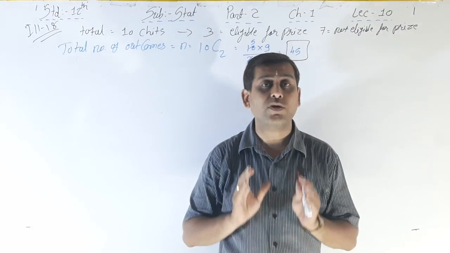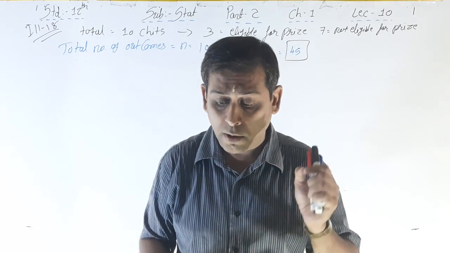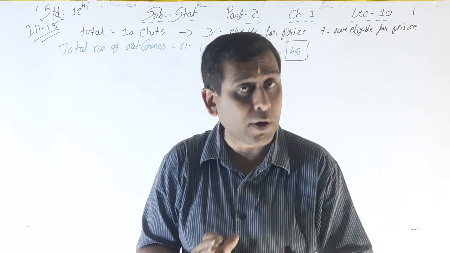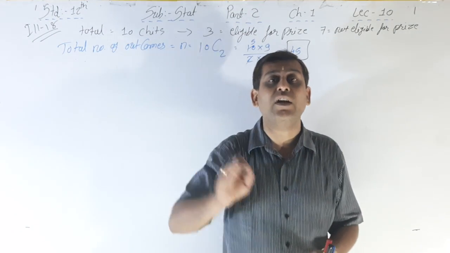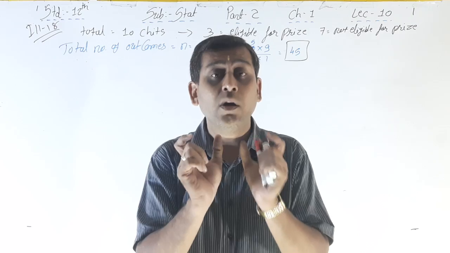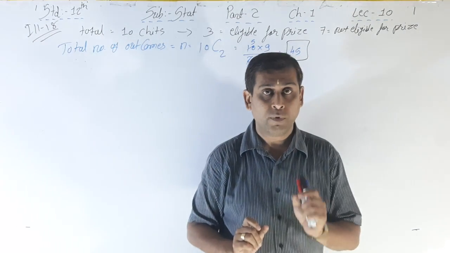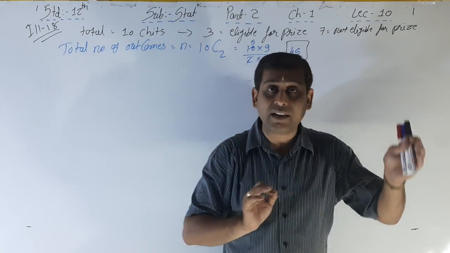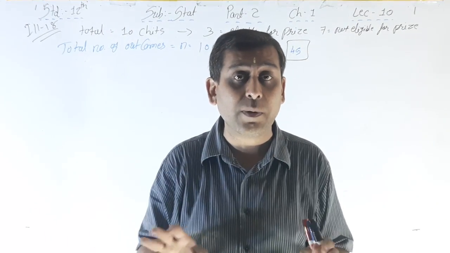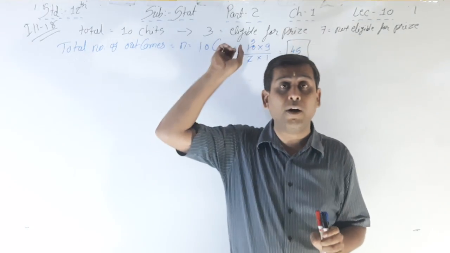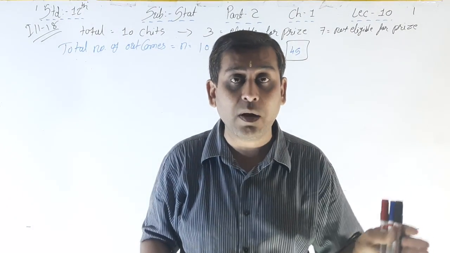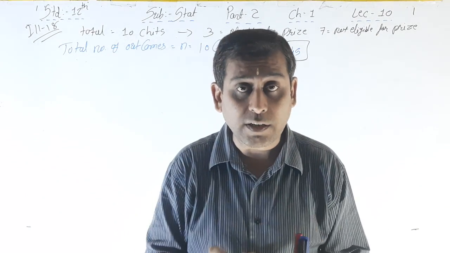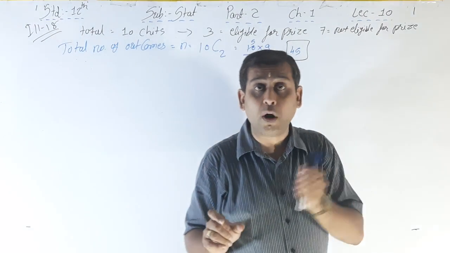See, read that question carefully. Kathan gets the prize. See, if in one chit they get the prize, your event is over. And if in both the chits they get the prize, the event is over. So here 2 possibilities are there. What is the first possibility? Here in one chit he gets the prize, and in the second chit he doesn't get the prize. That means the first chit is from the 3 chits eligible for the prize, and 1 chit from the 7 chits which are not eligible for the prize. So 2 chits, but in 2 different ways.